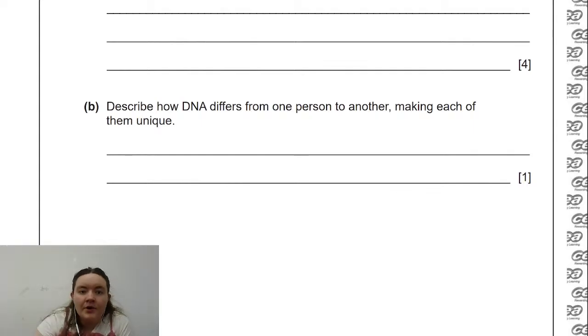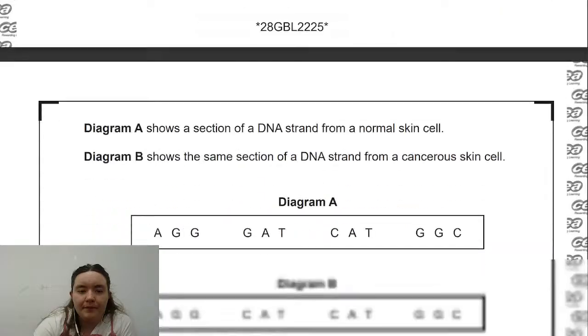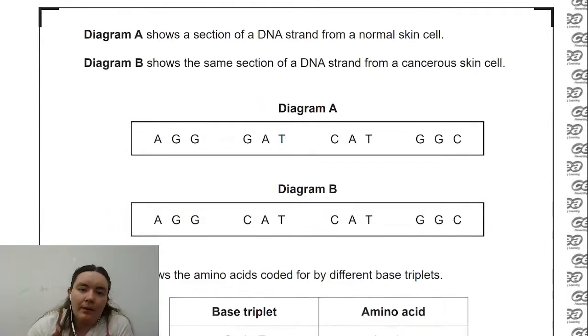So describe how DNA differs from one person to another, making them unique. Basically, the sequence of nucleic acids differs from person to person and will be in different amounts from person to person, and this allows for like different amounts of proteins to be coded for. Okay. So then we've got diagram A shows a section of DNA strand from normal skin. Diagram B shows a section from a cancerous skin cell.